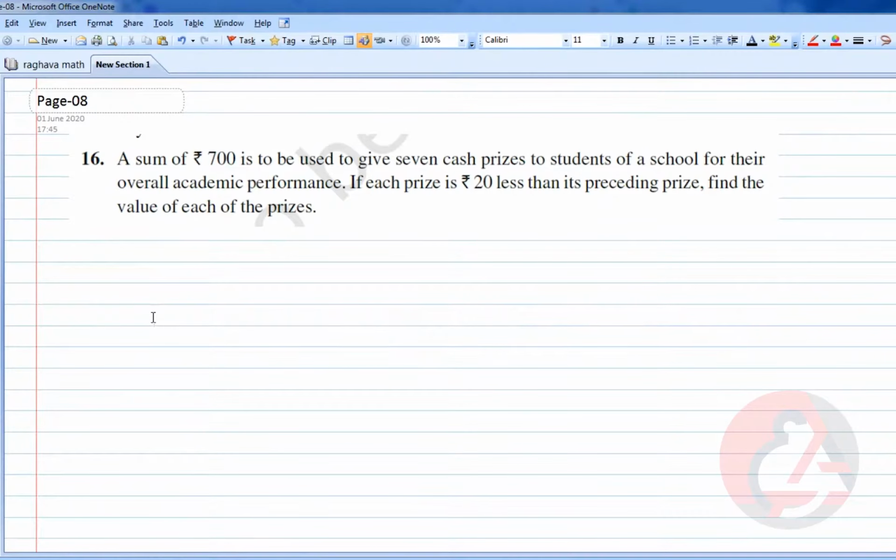So indirectly he is giving the common difference, but he didn't mention it. He only mentioned the total prize money for all the students, the sum of all the prize monies. If you observe the question properly, we don't know the first prize money value. Suppose I take the first prize money as X rupees, so the second prize money automatically is X minus 20 rupees.